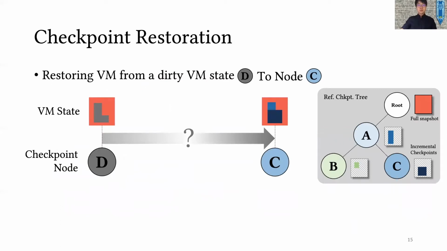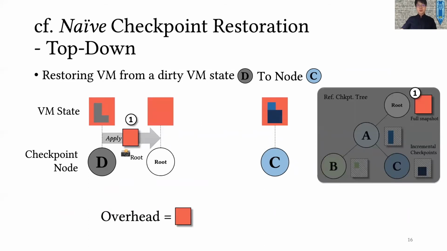We also use an optimized checkpoint restoration algorithm. Let me use this example shown on the slide where we restore the VM from a dirty state labeled as D to a checkpoint node labeled as C. Before describing our optimization, let me first consider a naive approach for comparison purposes.